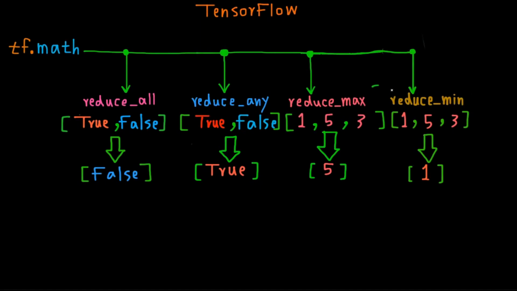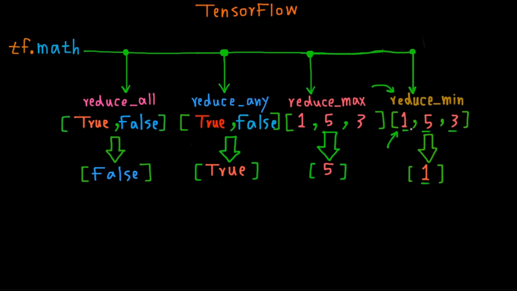The last function that we will take is reduce min function. This function computes the minimum of elements across dimensions of a tensor. Let's say we have a one-dimensional tensor with just 3 elements in it. The first one has the value 1, while the second one is 5, and the third one has the value 3. When we apply reduce min function on this tensor, the result is equal to 1, which is the minimum value in this tensor.